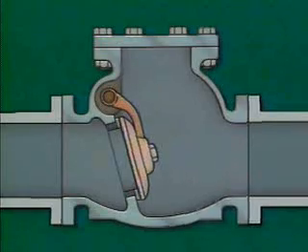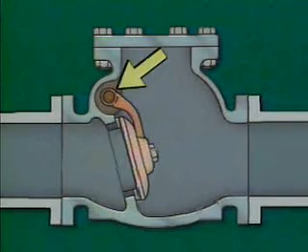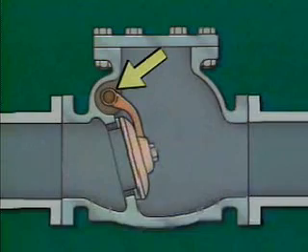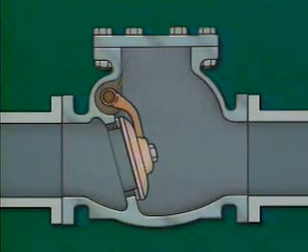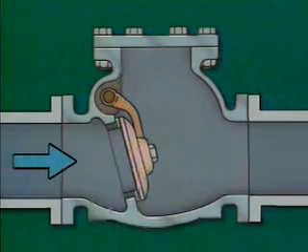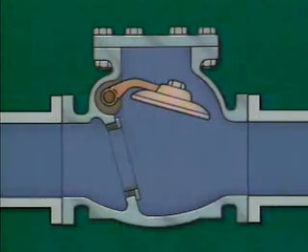The disc in a swing check valve is hinged at the top of the valve body by means of an arm and a pivot pin. When fluid enters, the disc pivots or swings away. This opens the valve and allows fluid to flow through. The flow through the valve is fairly straight, so there's minimal pressure drop across the valve. As long as flow is constant, the disc remains raised.